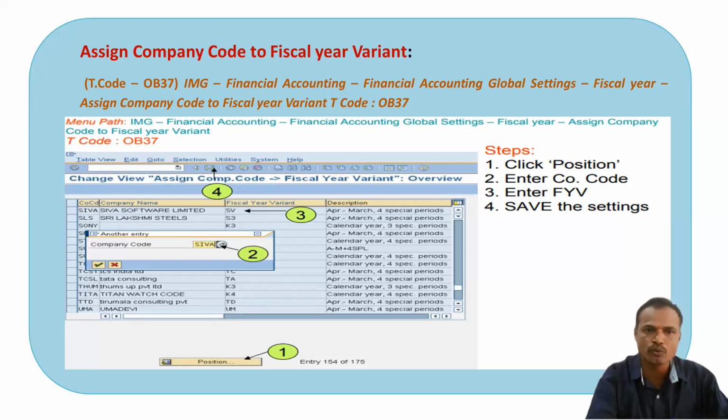After entering that, go to position. From the position point, you can find your company code. You enter the company code. Next, go to fiscal year variant. After assigning the fiscal year variant, you just go to the save button. After saving, the data will be saved in the SAP system.